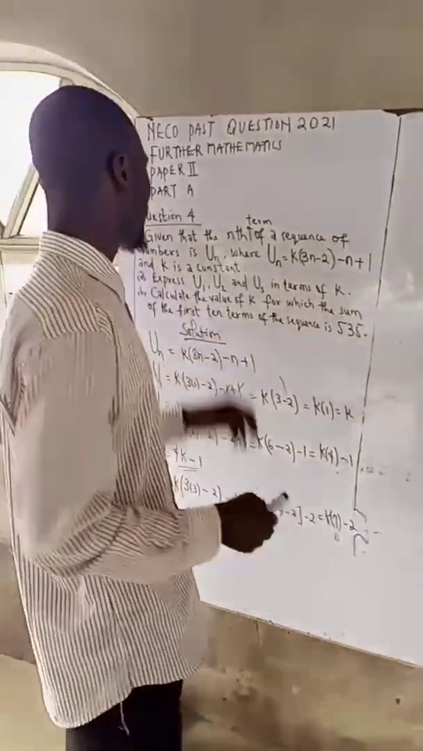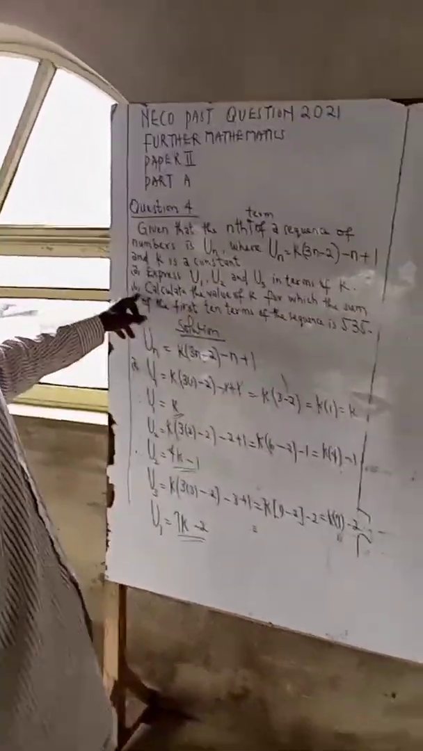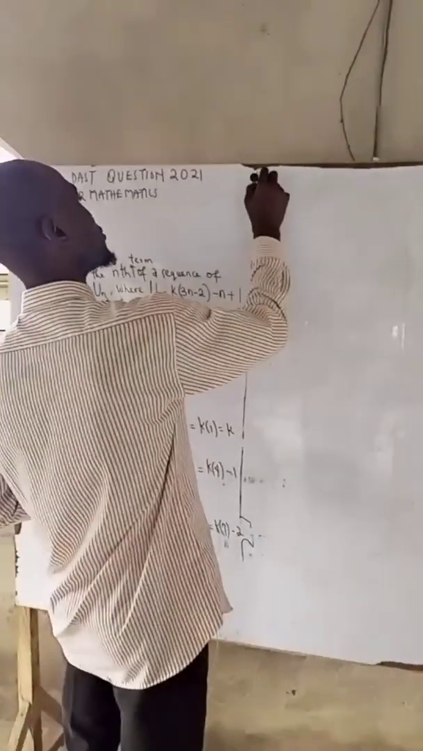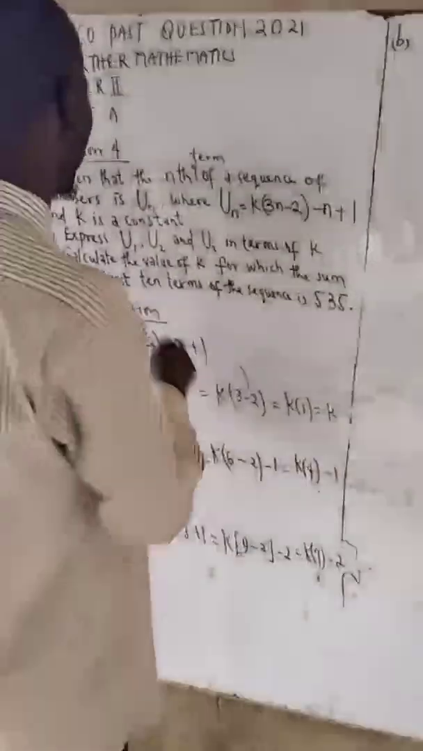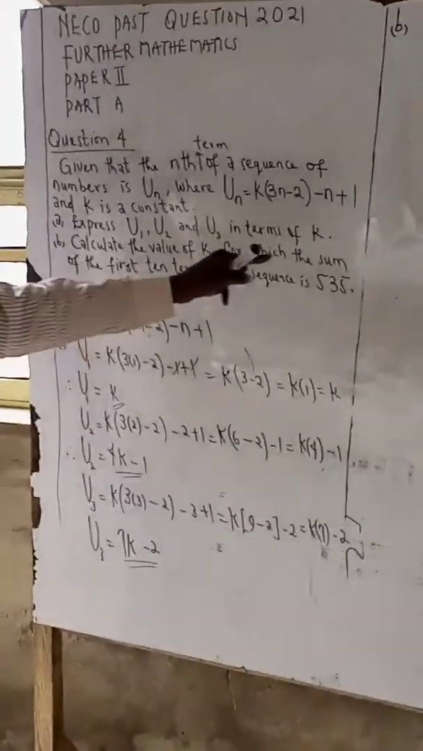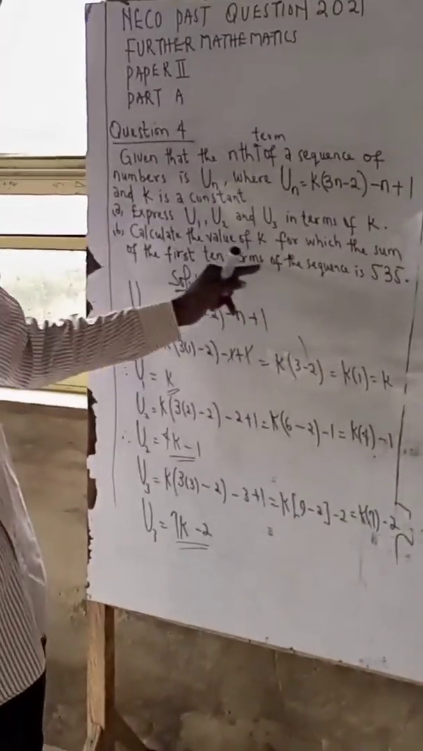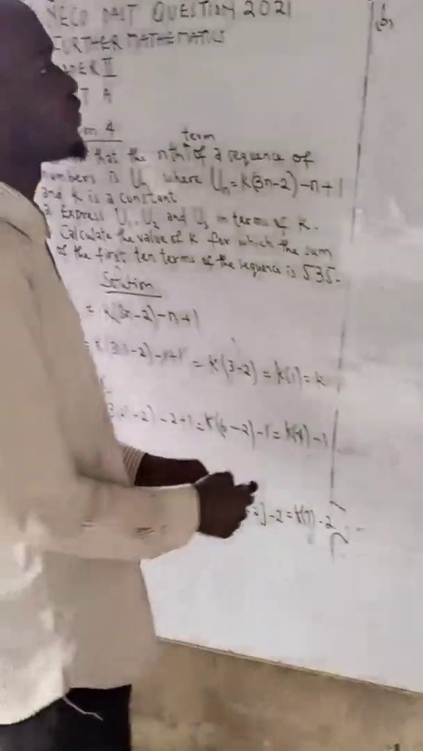Let's continue with our question 4. So we are moving to question 4b right now. Question 4b is saying that we should calculate the value of k for which the sum of the first 10 terms of the sequence is 535.